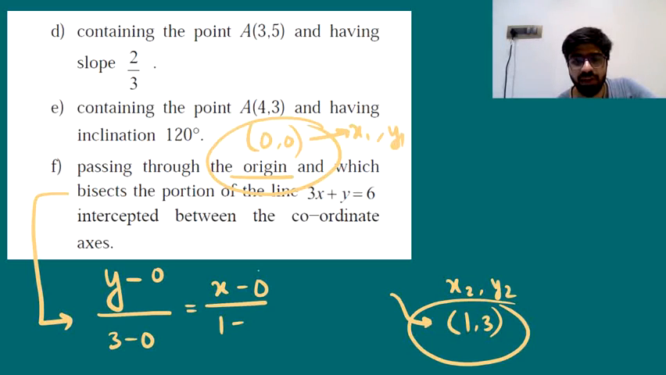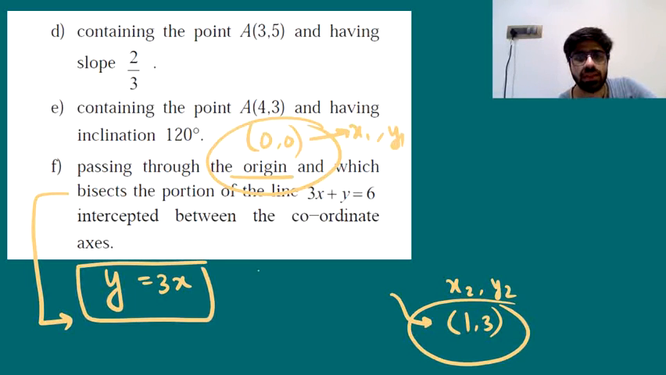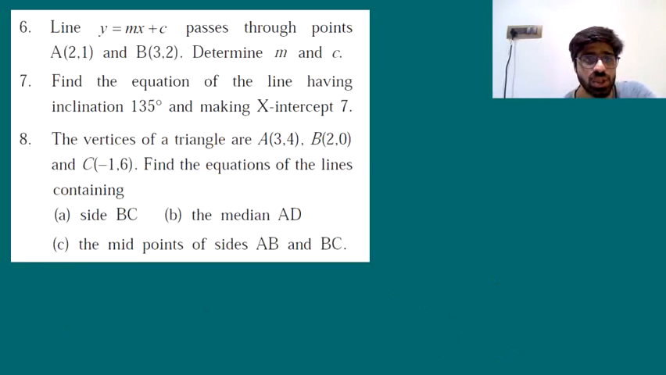And if we simplify it, we will have x minus 0 upon 1 minus 0, which is simply x. And this will be y upon 3. That 3 goes on the right and we have y equal to 3x. And yes, that's the equation for part F. And with that, we go ahead with our next question.